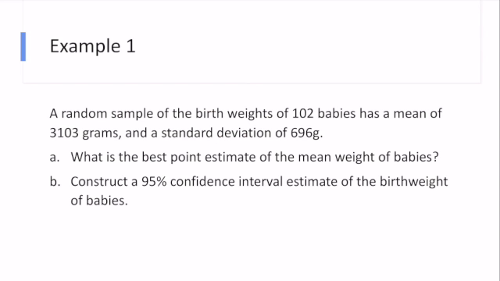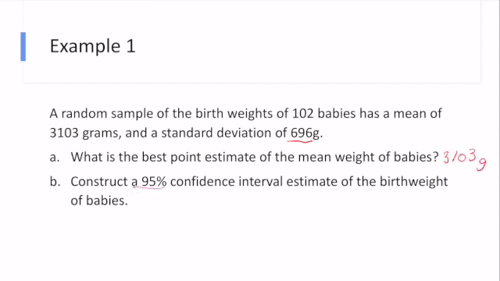So I have a random sample of the birth weights of 102 babies, has a mean of 3,103 grams with a standard deviation of 696 grams. So what would be the best point estimate for the mean weight of the babies? Remember, a point estimate is just a point. It's not an interval. So we're going to use our mean of 3,103 grams. That's the best point estimate.